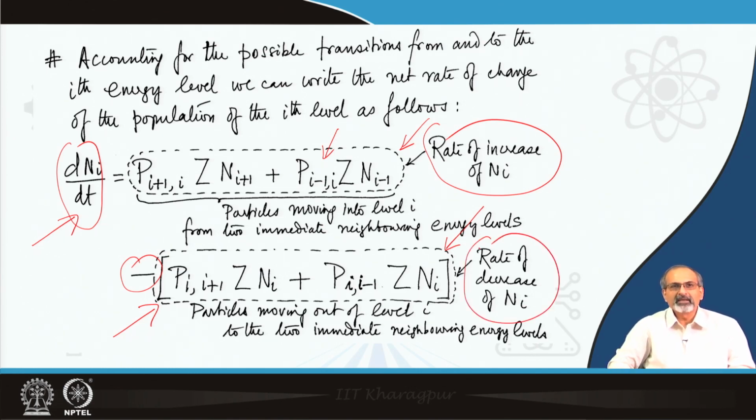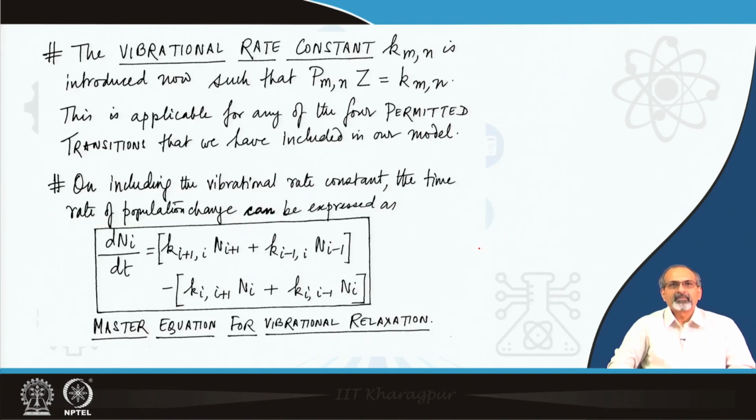And what is happening here? P(i,i+1) times Z times Ni gives you the number of particles per unit time which are moving out from level i to i plus 1, while P(i,i-1) Z Ni gives you the number of particles moving out of energy level i to i minus 1. The interpretation is very, very important. So, you should get used to this nomenclature, the expressions that we are using.